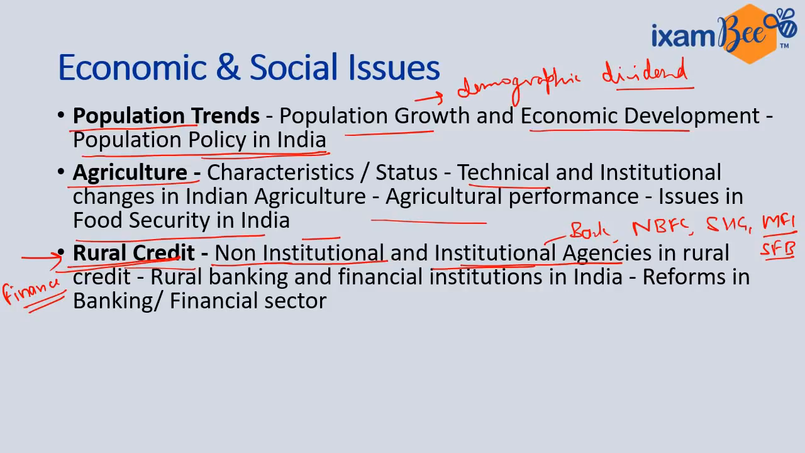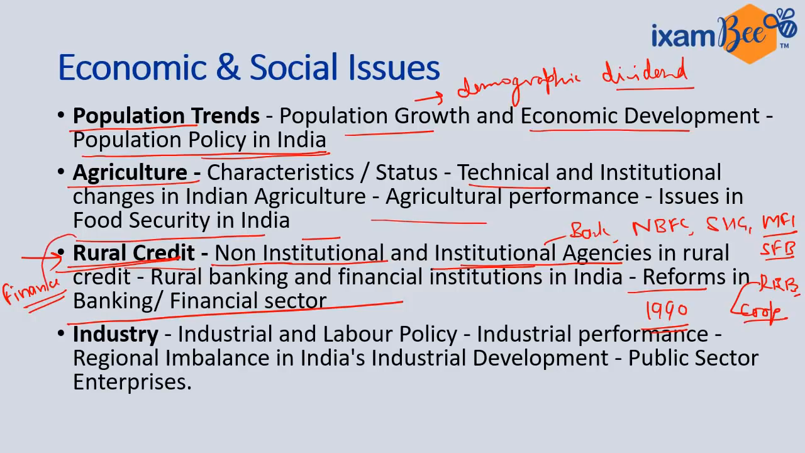And before this it was RRBs and cooperative banks, primarily rural cooperative banks. These are supervised also by NABARD. So you need to understand that in detail. You can expect a number of questions from this section. Reforms in banking and financial sector will also be covered under this, because with the economic reforms of the 1990s, there were reforms in the banking sector as per the Narasimhan committee report. So please give important weightage to the rural credit section.